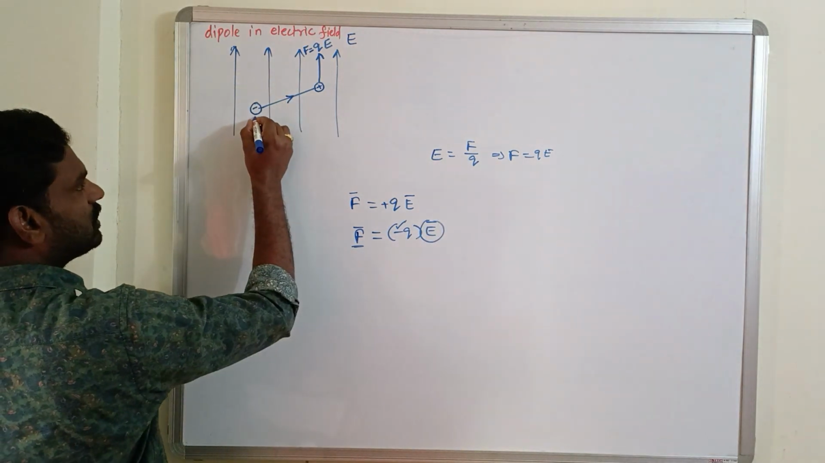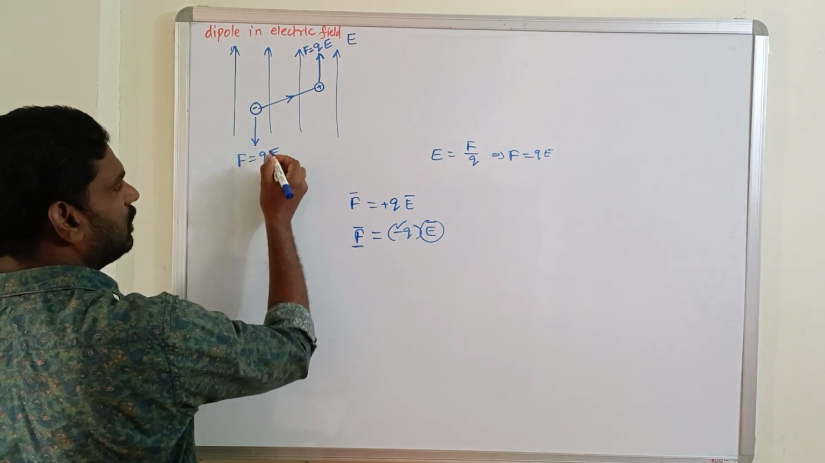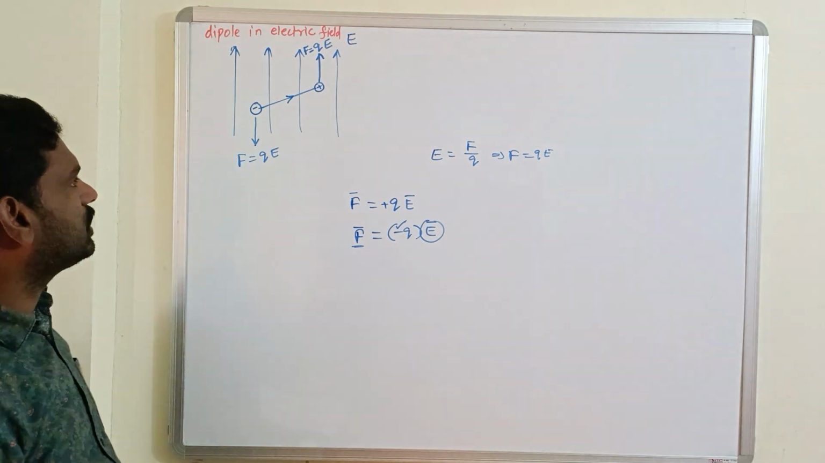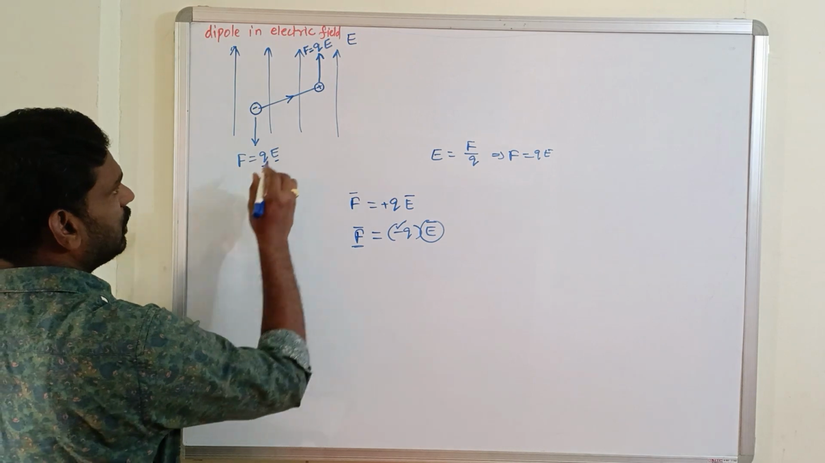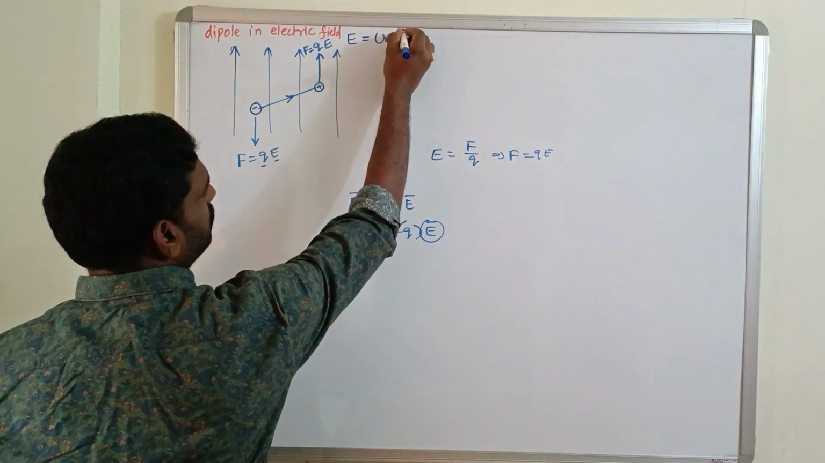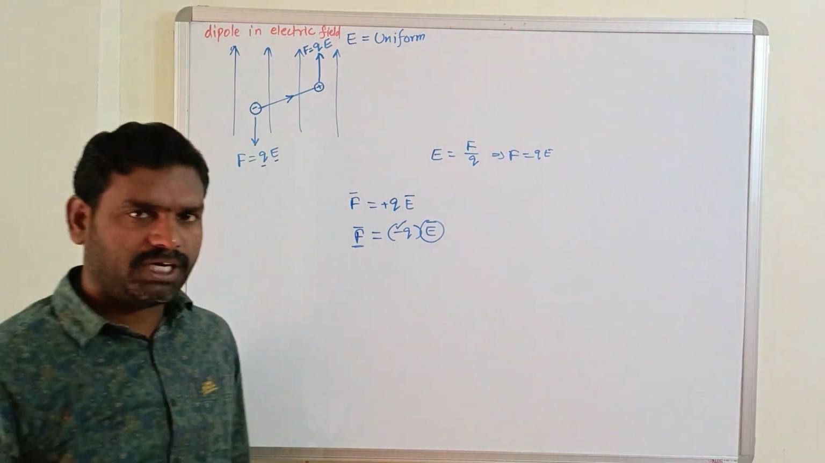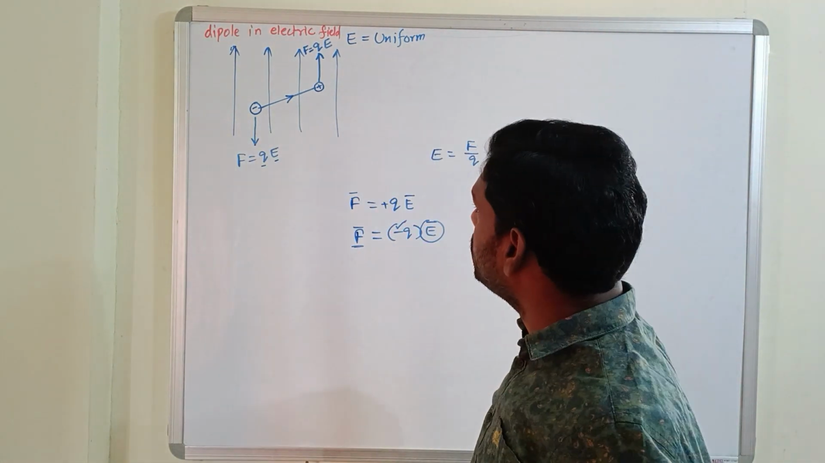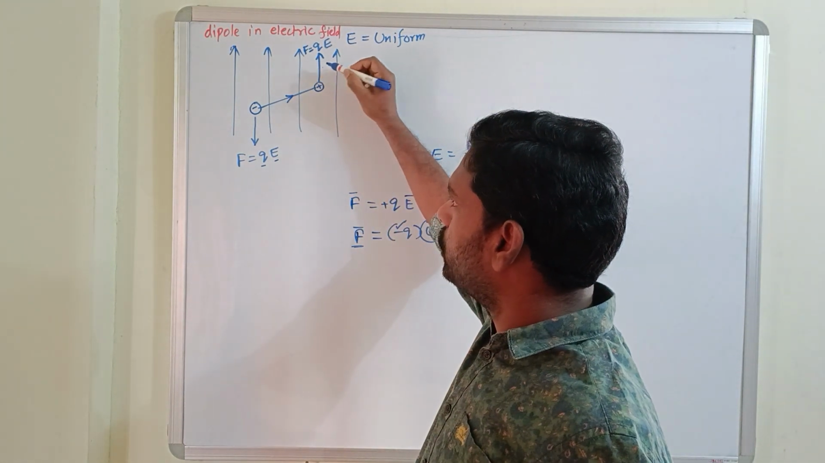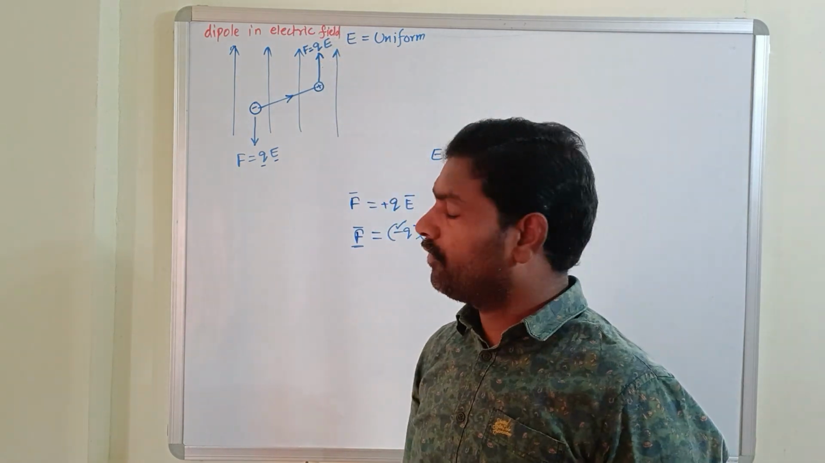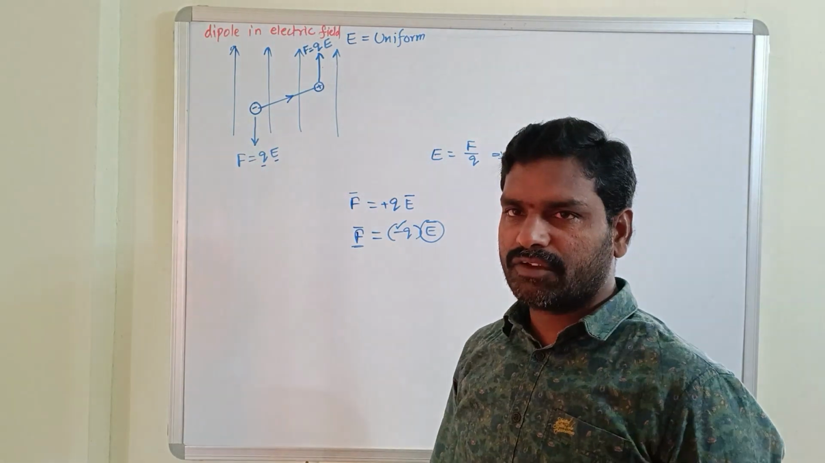If the electric field is upward, how is the force on the negative charge? It is downward, F equal to QE, in the downward direction. The charge is the same and the electric field is the same, because we consider a uniform electric field. So the dipole is kept in a uniform electric field, the force on the positive charge is QE in the direction of the electric field, and the force on the negative charge is QE opposite to the direction of the electric field.